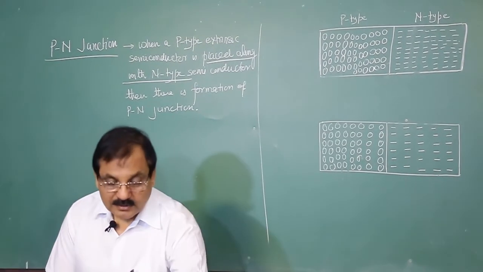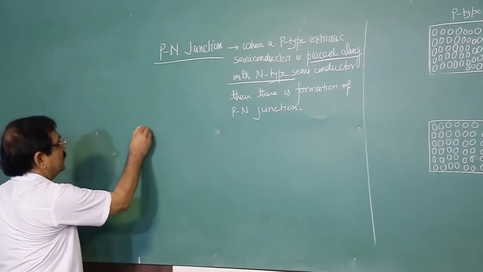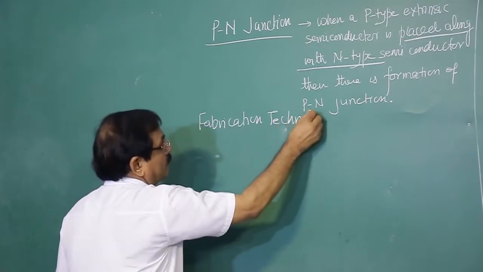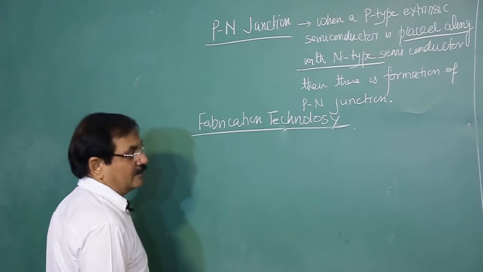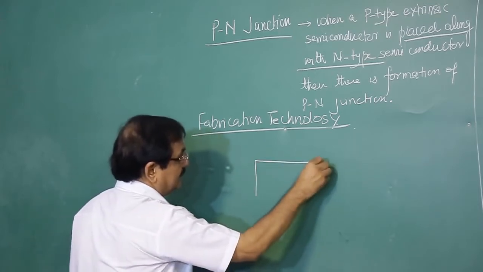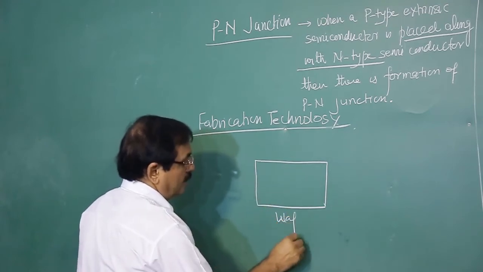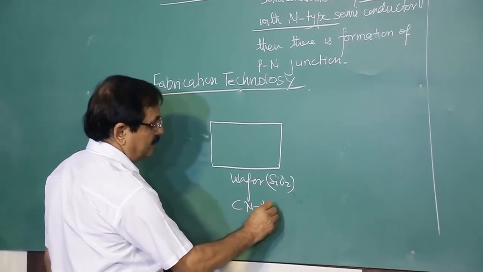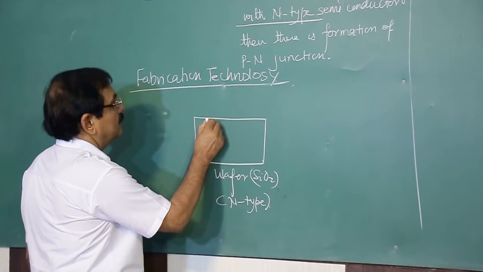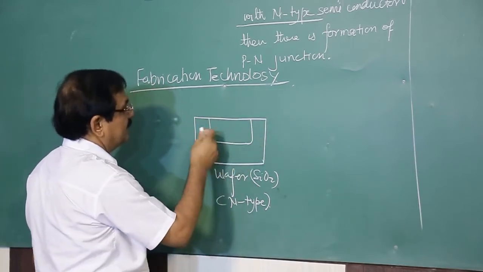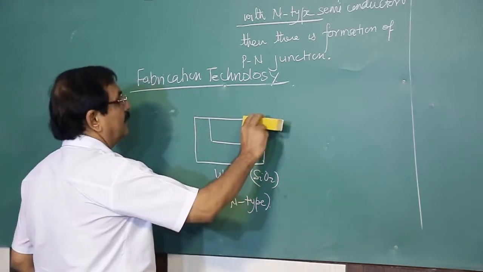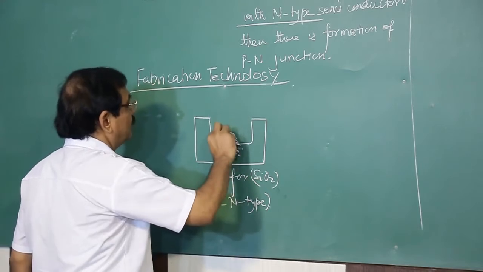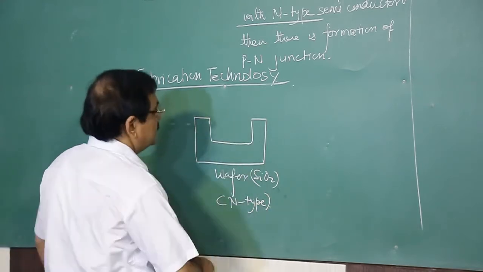The correct one is based on fabrication technology. What does fabrication technology say? The fabrication technology states that this is a wafer, a SiO2 silica wafer, say n-type. Then in this wafer, this part is taken out, that is, the material is taken out from this part. So this is the structure.